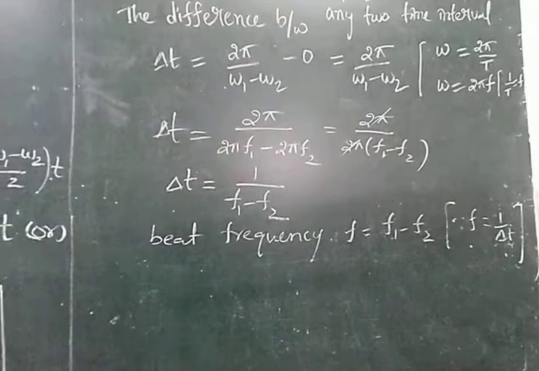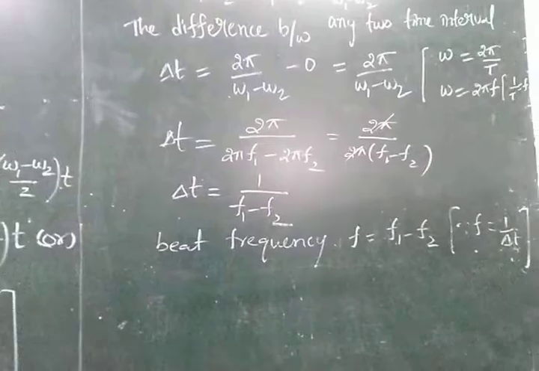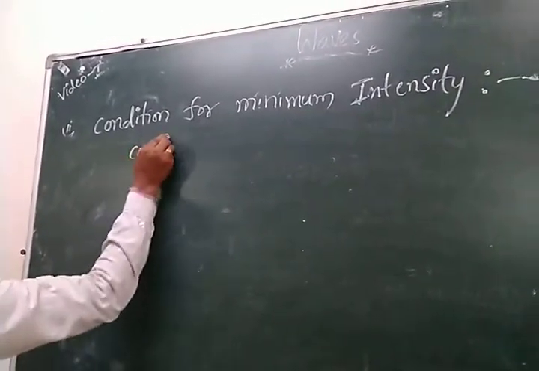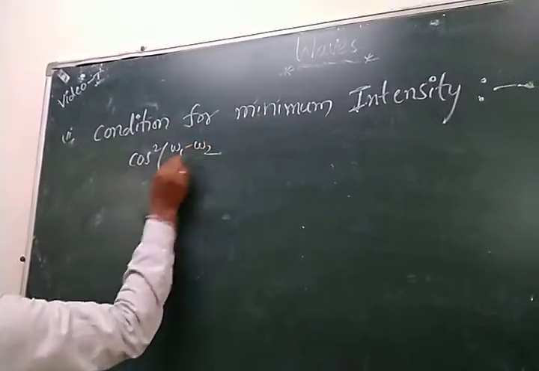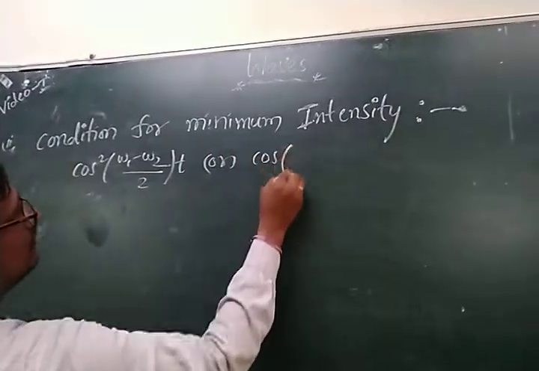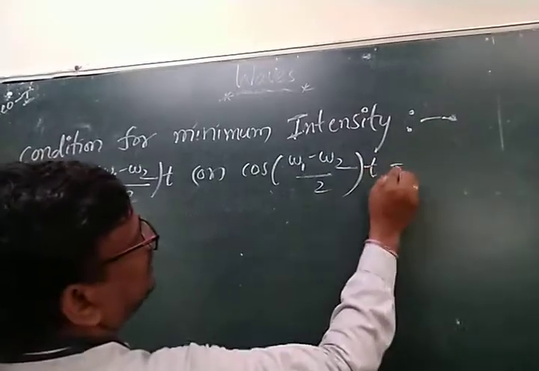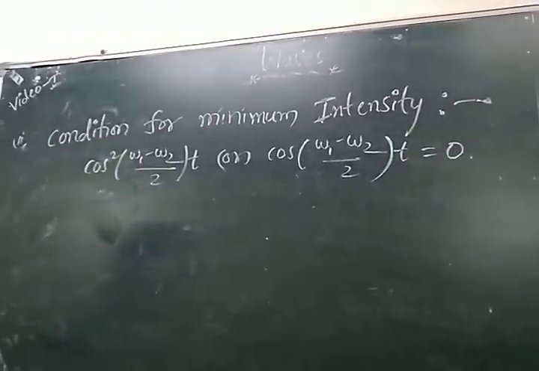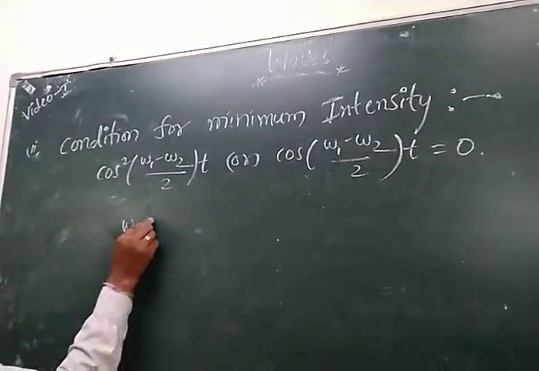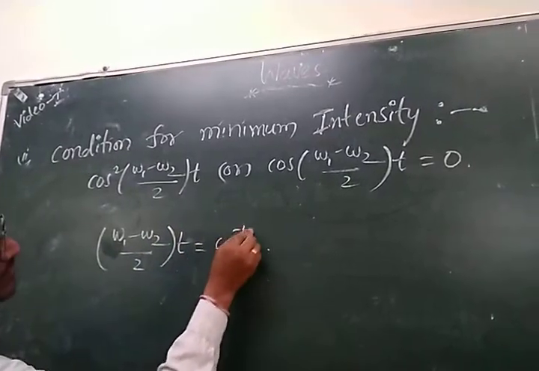Now we are discussing the condition for minimum intensity. See here, the condition for minimum intensity: cos²((ω1 − ω2)/2 · t), or cos((ω1 − ω2)/2 · t), is equal to 0, because that is the minimum intensity. Minimum is taken as 0. The cos is taken to this side. (ω1 − ω2)/2 · t is equal to cos inverse of 0.